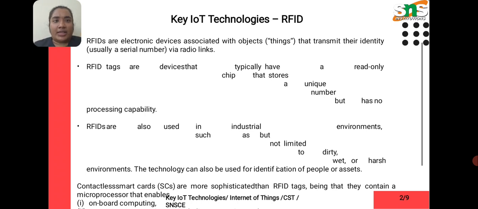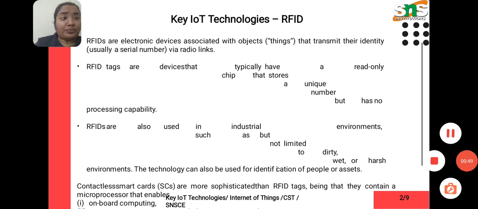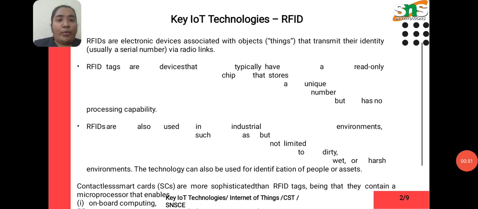These RFID tags are read-only devices or chips that store a unique number but have no processing capabilities. RFID is also used in industrial environments, including dirty, wet or harsh environments. Contactless cards are more sophisticated RFID tags, containing a microprocessor that enables onboard computing.